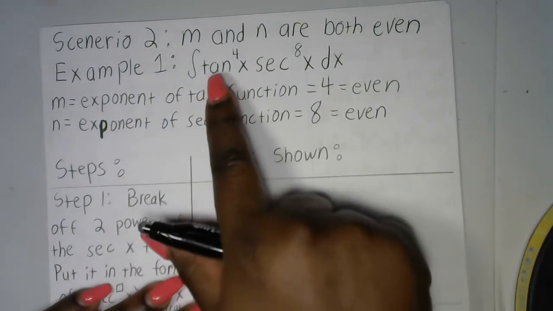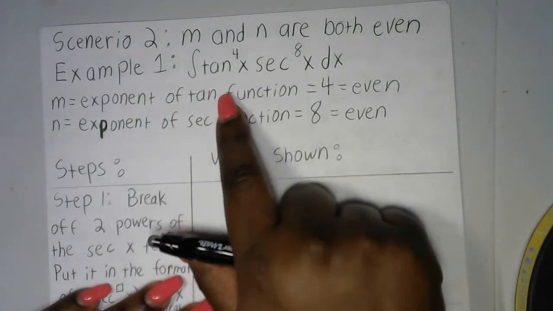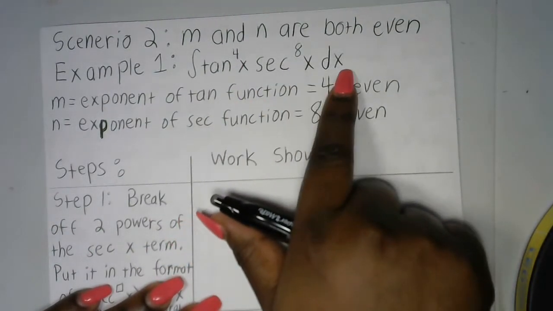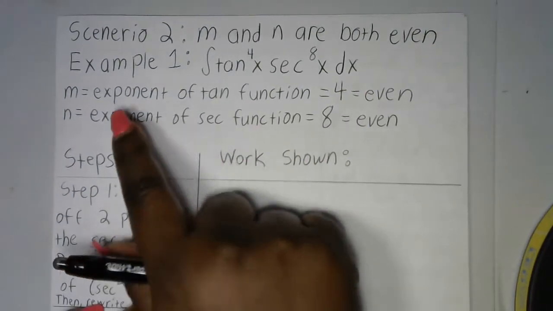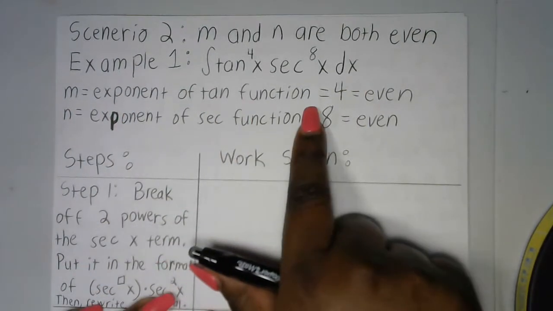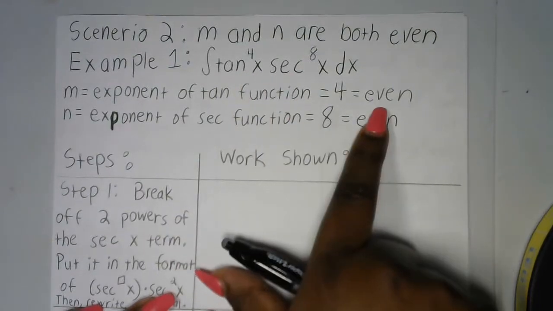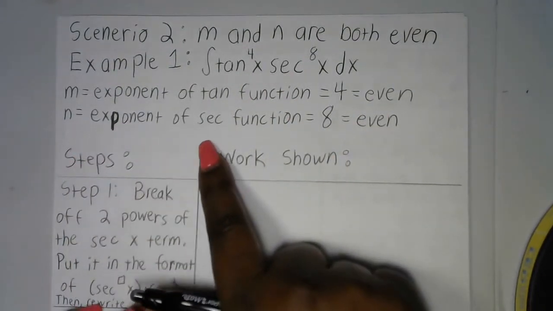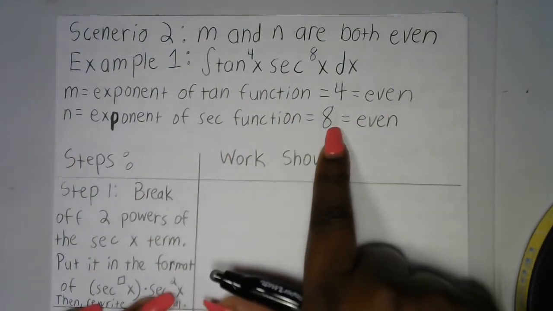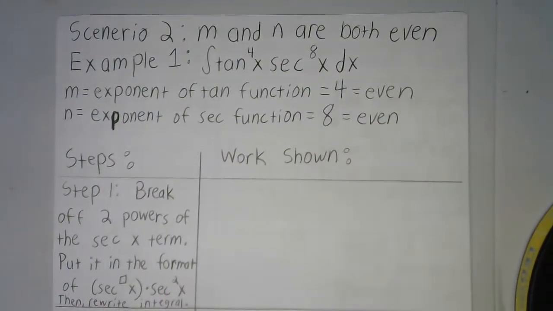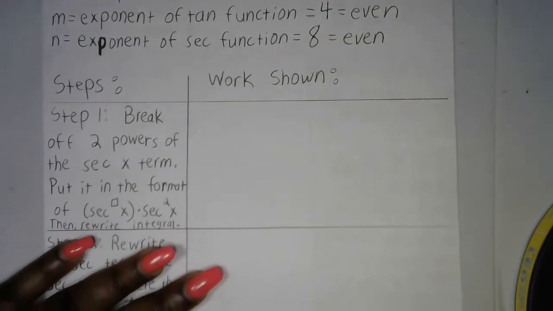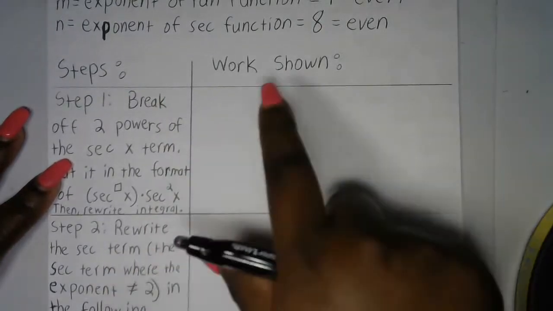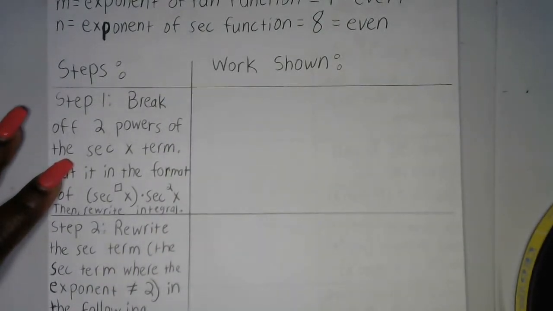Example 1 is the integral of tan x to the 4th power times secant x to the 8th power dx. As you can see, m, which is the exponent of the tan function, is 4, and that's an even number, and n, which is the exponent of the secant function, is 8, and that's also an even number. Alright, so per usual, the steps are going to be on the left side, the work shown is going to be on the right side, so let's get into the video.